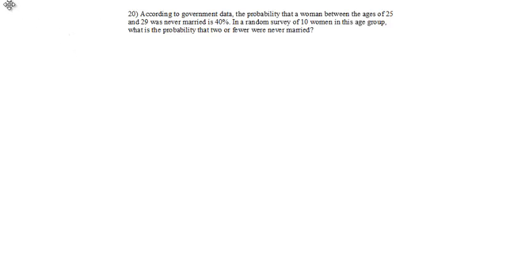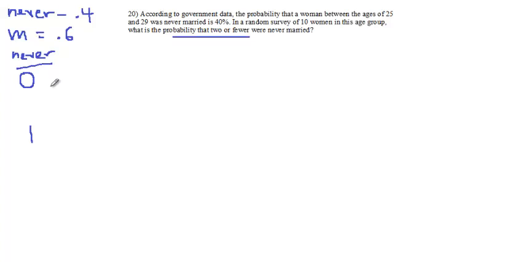Okay. First thing we need to realize is that there are 2 probabilities here. I'll use N for never married, and the probability of never married is 0.4. That's 40%, and the probability of M for married we'll use as 0.6. Now they ask what is the probability that 2 or fewer were never married. So there are really 3 possibilities here, and we have to figure them out one at a time. We have to figure out the probability that 0 of them were never married, the probability that 1 of them was never married, this is our little column for never married, and the probability that 2 of them were. And then we get the 3 probabilities, and then we'll add them up.